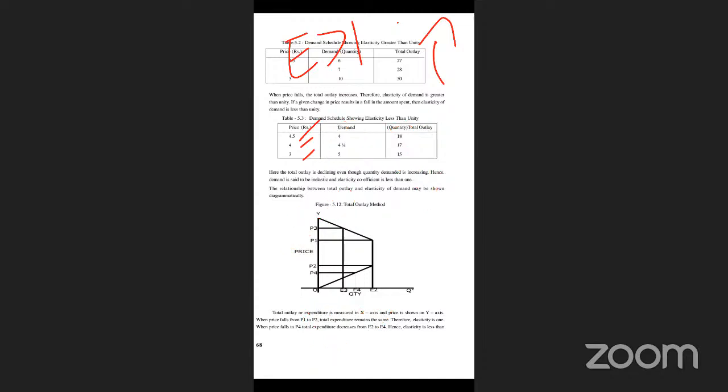So this is about the total outlay method. You can even look at this graph, which is shown here. On the y-axis it is price, and on the x-axis it is quantity.